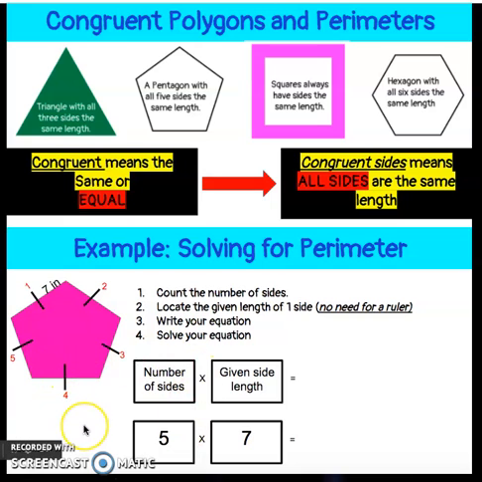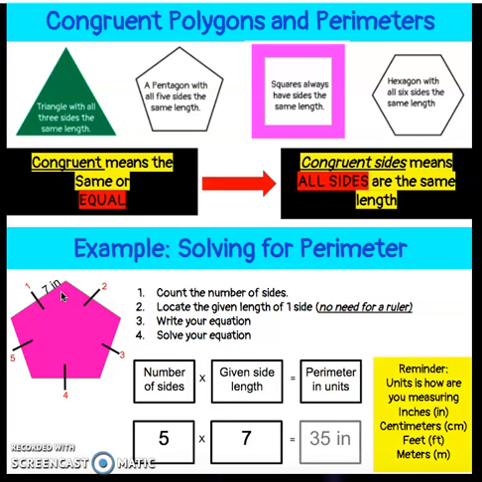I can either count by 5s or count by 7s. I think we should count by 7s this time. So 7, 14, 21, 28, 35. What's 5 times 7 or 7 times 5? It's 35. But don't forget your units. Remember, I have that IN there for inches. My perimeter in units is 35 inches.